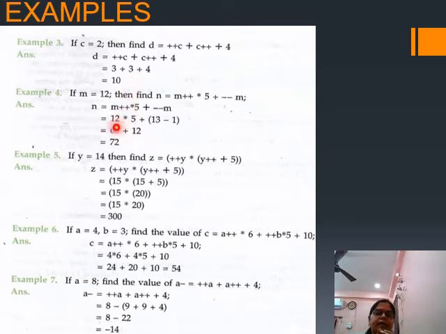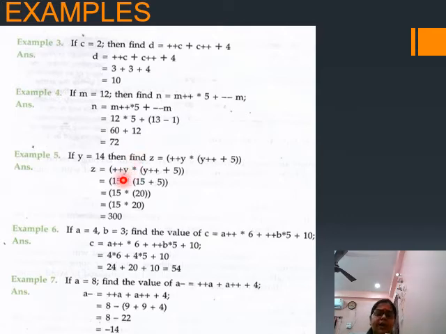Now we will take the second example. If m is 12, then find m++ * 5 + --m. Here m++ is postfix, so m has the value 12. 12 into 5, we will get 60, and when m comes here, it will increase by 1, it will become 13, and here it is the prefix decrement operator, 13 will now become 12. 60 plus 12 is your answer, 72.